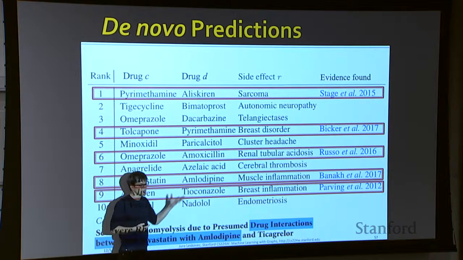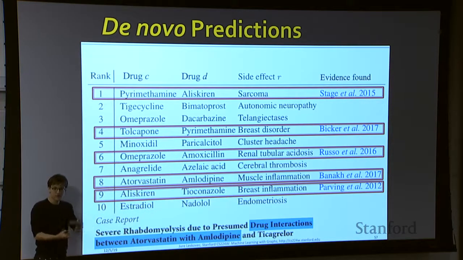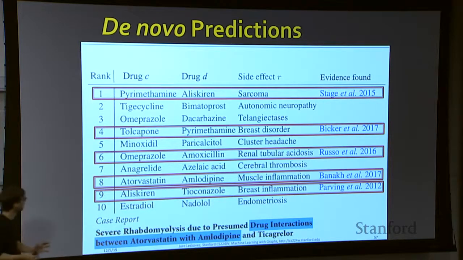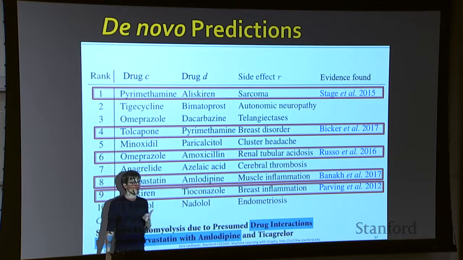That basically we are able to make predictions that half of them have been kind of independently verified, and we could never have guessed this using our data alone.